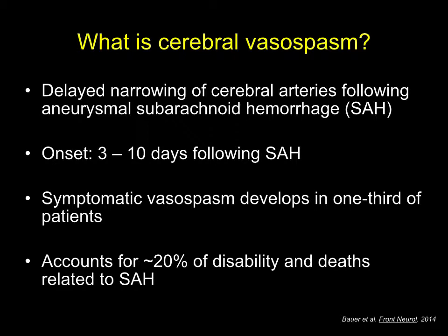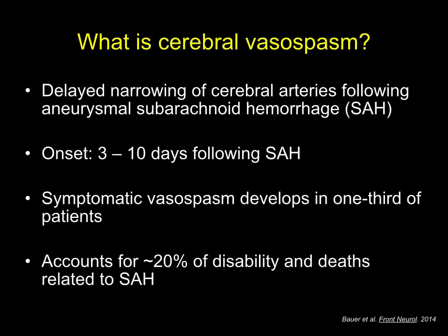There is radiographic evidence of vasospasm in approximately 70% of patients with subarachnoid hemorrhage. However, radiographic vasospasm does not always correlate with clinical symptomatic vasospasm. Symptomatic vasospasm is diagnosed when there is radiographic evidence of vasospasm and the patient experiences neurologic symptoms. Accordingly, only 1/3 of patients develop symptomatic cerebral vasospasm following subarachnoid hemorrhage.